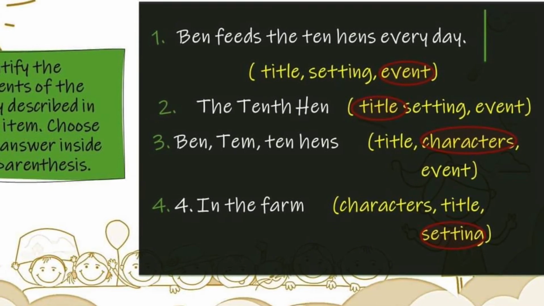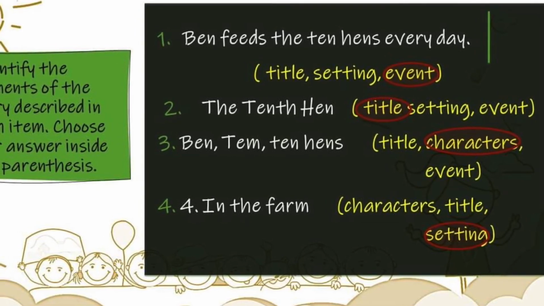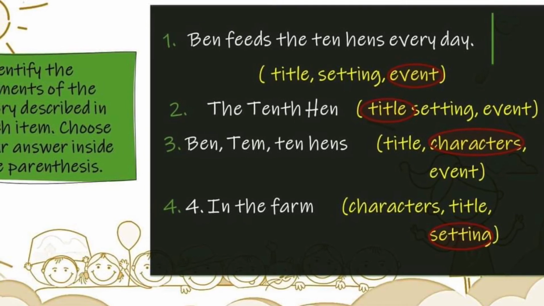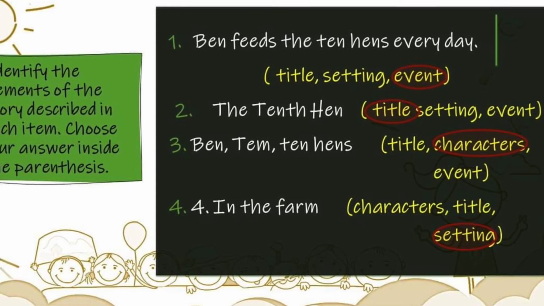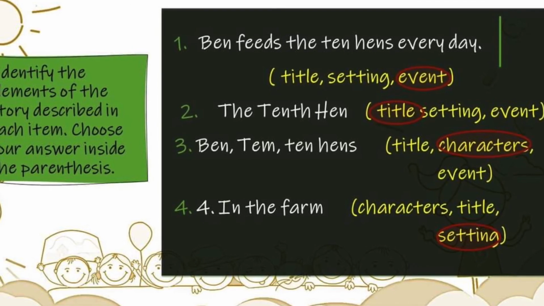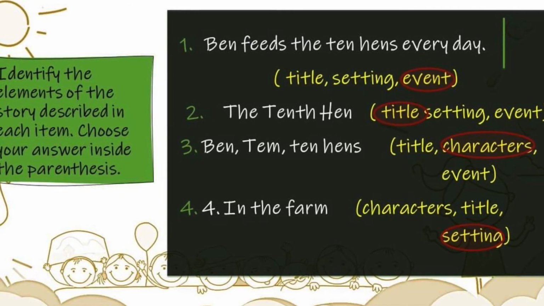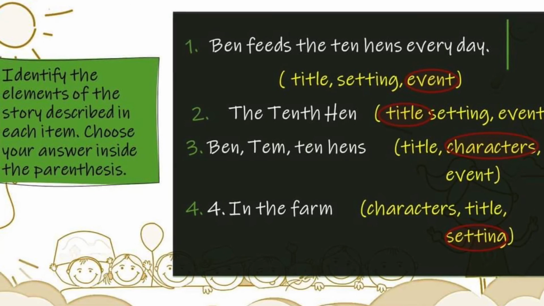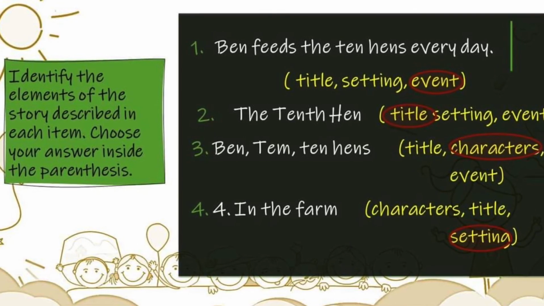Now, it's time for checking. Number 1, it's event. Number 2, it's the title. Number 3, these are the characters. Number 4, this is the setting. Are all your answers correct? If all of them are correct, well, congratulations! You did very well in this lesson.